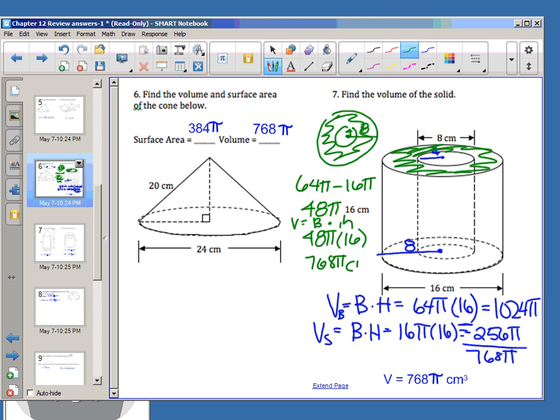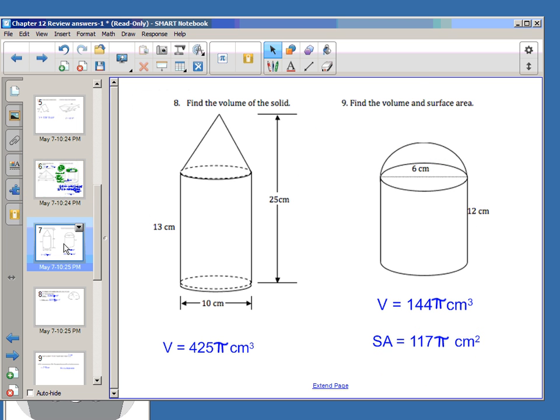And it's centimeters cubed. All right, I think I unplugged my microphone. Let's hope it's working now. Okay, all right, now we're going to finish off this page, hopefully without any more problems.